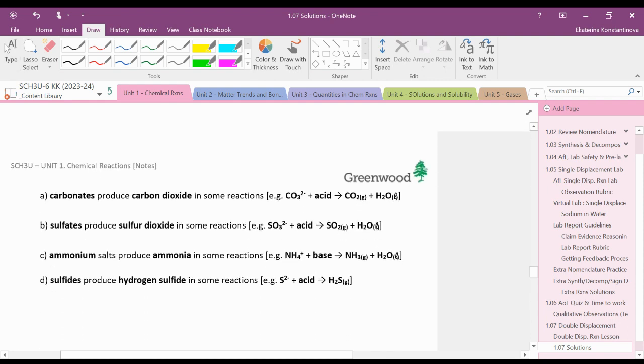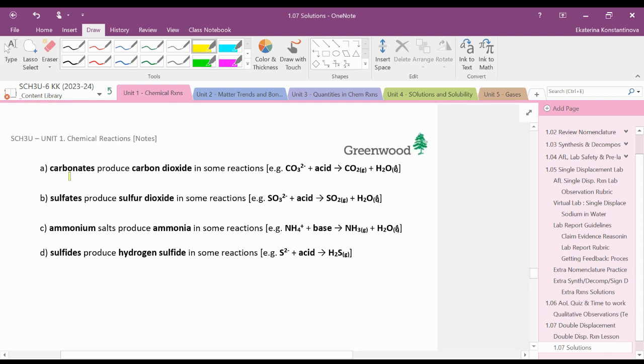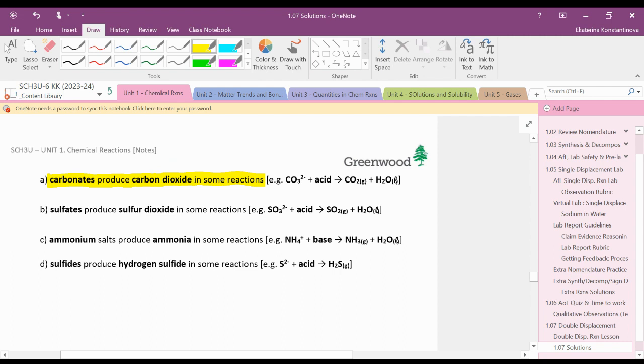Okay, so here's your list. Carbonates produce carbon dioxide in some reactions. Okay, you have seen this in synthesis and decomposition, so that might be a way you remember this. Sulfates produce sulfur dioxide in some reactions. So this is new, very new. We have not seen this before.